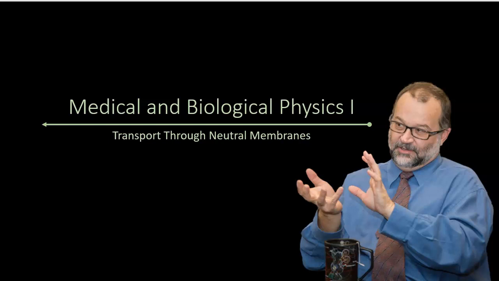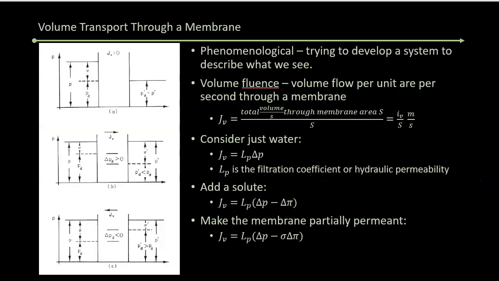In this segment, we're going to start talking about transport through membranes. And we're going to start with the easiest one to consider, volume transport through membranes. Basically, water is going through the membrane and almost everything else is along for the ride, right? And your book uses this word phenomenological. It's a fancy way of saying we're just trying to come up with equations to describe what we see.